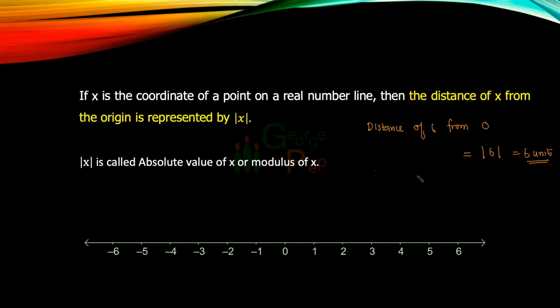Now what if I'm trying to take the distance of minus 4 from 0? That will be modulus of minus 4. That gives me 4. So the distance of minus 4 from 0 is 4 units. Modulus can also be thought of as the distance of what you have inside from the origin. So the distance of x from the origin is represented by modulus of x. We are going to delve deeper into the distance approach as we solve problems. I'm just introducing the distance approach of modulus.